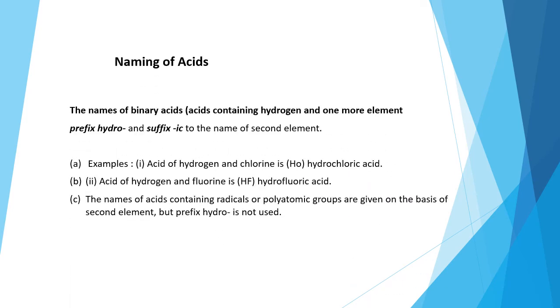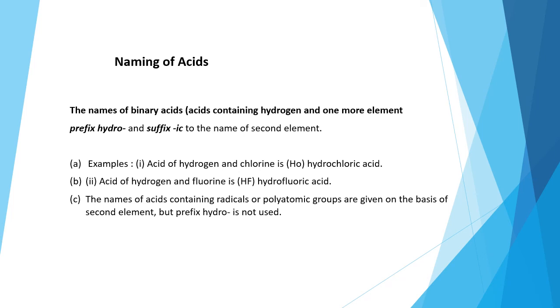Naming of acids. The names of binary acids, that is the acids containing hydrogen and one more element, are given by adding the prefix hydro and suffix ic to the name of the second element. Examples: the acid of hydrogen and chlorine is HCl, that is hydrochloric acid. Hydro is the prefix and ic is the suffix. The acid of hydrogen and fluorine is HF, that is hydrofluoric acid. Here hydro is the prefix and ic is the suffix.